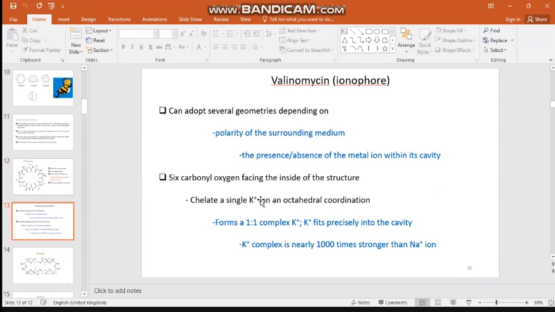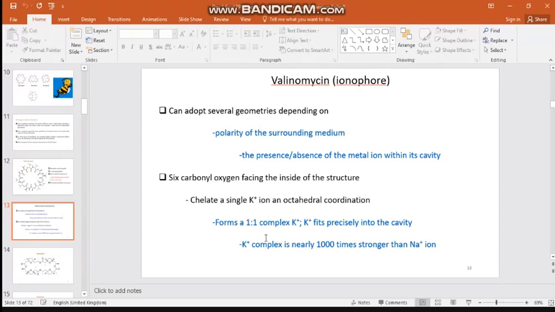6 carbonyl oxygens are facing inward in the structure, so they will chelate with the potassium ion in an octahedral manner. So it forms a 1:1 complex. One valinomycin provides the carbonyl oxygens, and those carbonyl oxygens will bind to the potassium ion. This is a 1:1 complex.